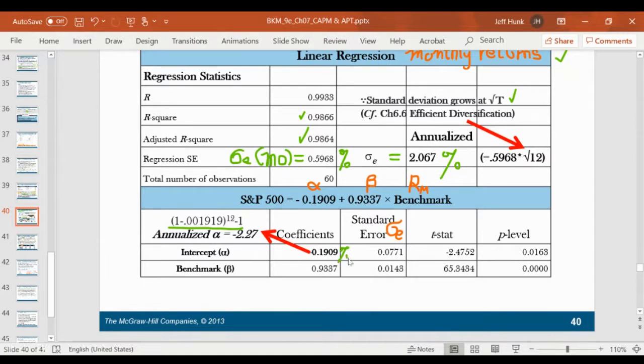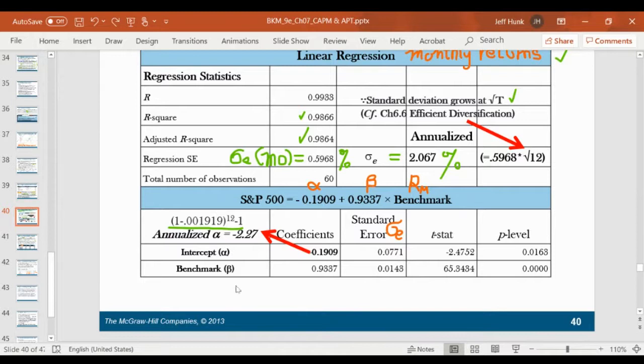These are all percentages, of course, because we are talking about monthly returns, right? This is a coefficient, I'm sorry, the coefficient. But alpha is a percentage. Although beta is not a percentage, alpha is a percentage, because it's the vertical intercept. So if you annualize, it's going to be negative 2.27. And the standard error came out to be like this.